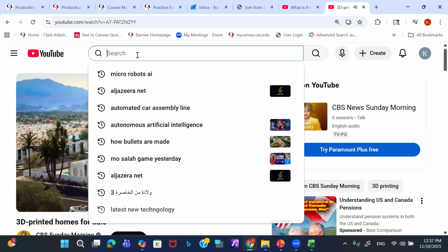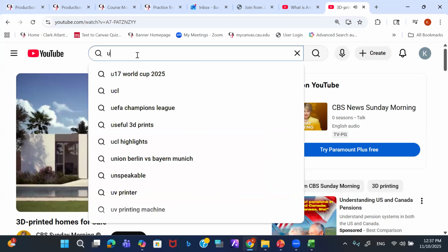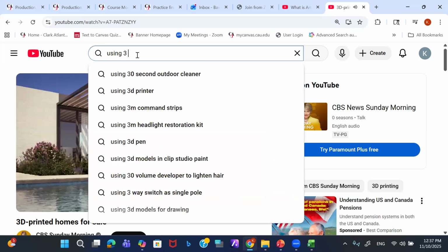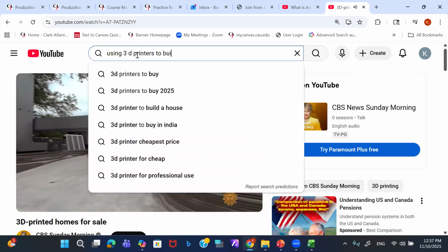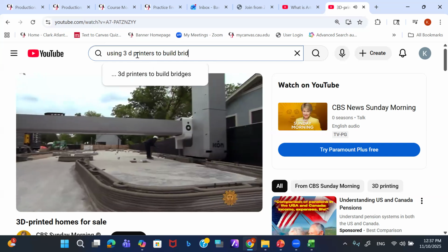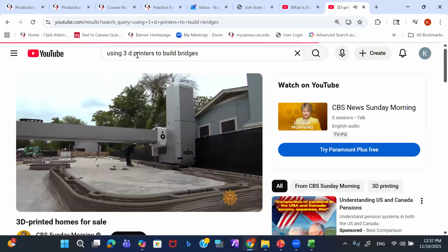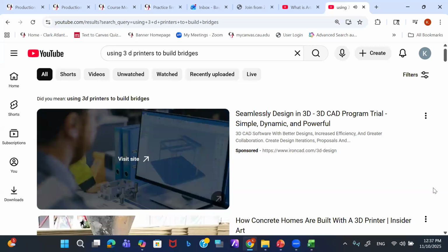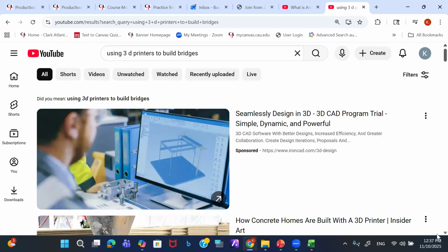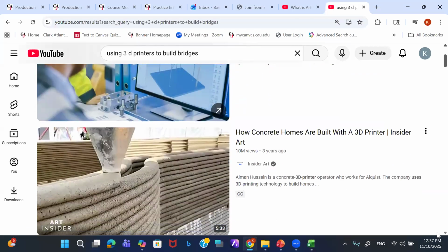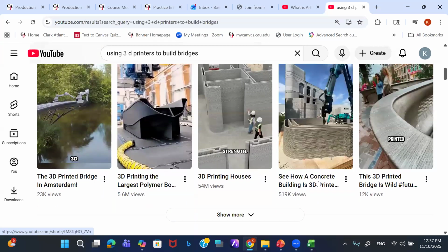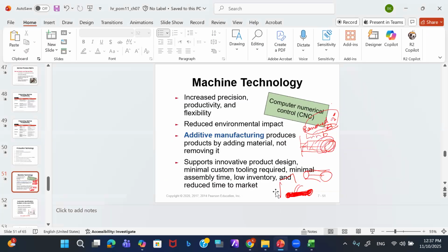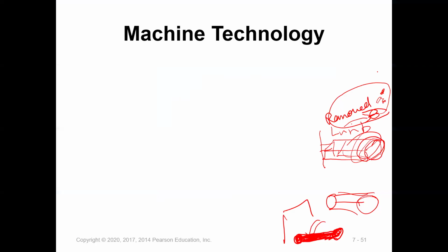They are building also bridges. The same technique they are building. Look how, see, concrete built with 3D printers. So things are changing very fast.